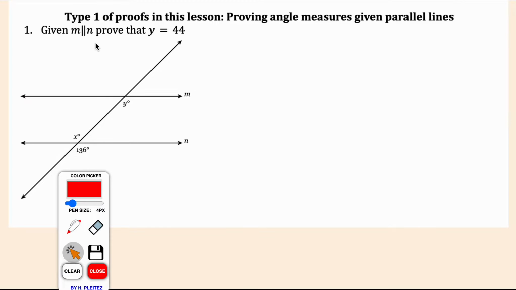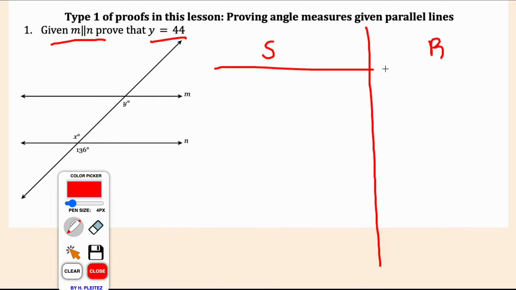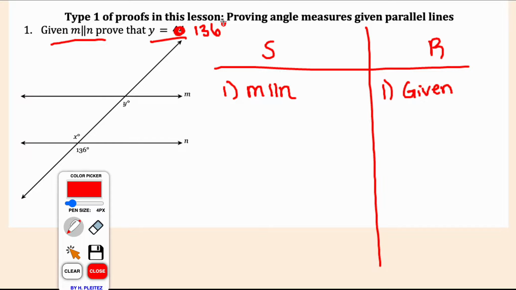So given M is parallel to N, we're going to prove that y equals 144 degrees. So all of our proofs are starting with statement and reason. We are writing down our given info, which is just one thing in this case, which is nice. And our reason for that first statement is always given. So we want to prove that y is equal to, and we're going to change this. This shouldn't be 144. This should actually be 136. So fix that in your note packet.